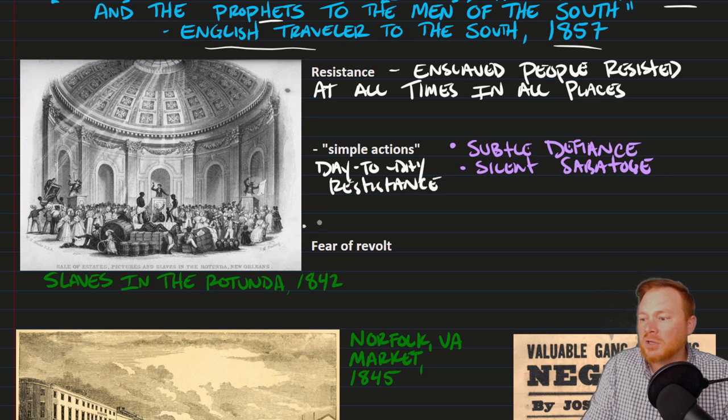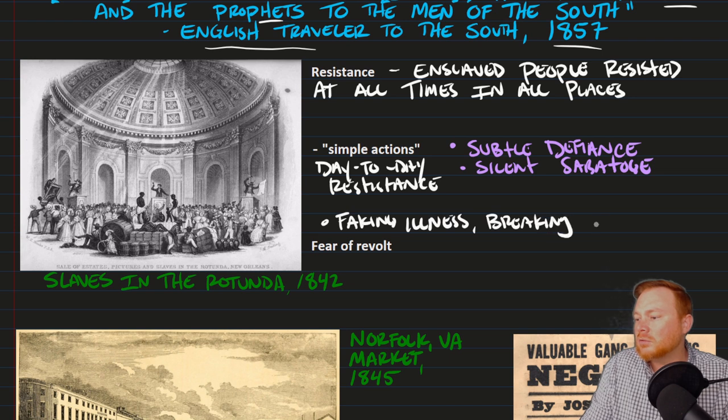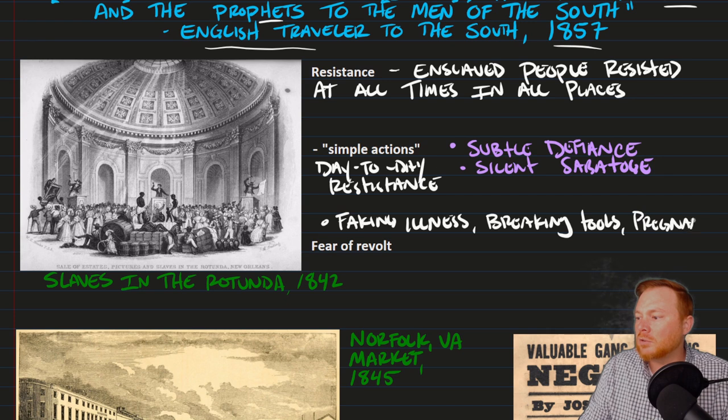And it can range from anything like faking illness, so pretending to be sick to not work. It can involve things like breaking tools. As an enslaved individual, you quote unquote accidentally break the tools as a way to sabotage the plantation. Or for enslaved women, this could be pregnancy. Pregnancy could be an escape from some of the more demanding labor that was required. Now, this was done again in all places at all times, and it was often a back and forth to constantly be sabotaging the plantation system.